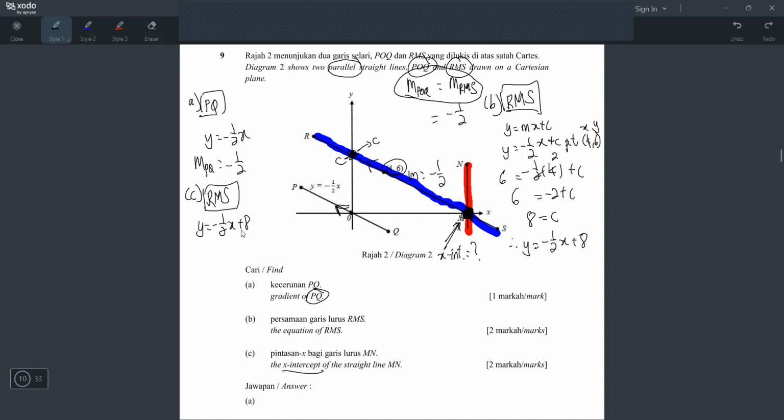Kenapa saya boleh buat macam tu? Sebab x-intercept for RMS is also the same point, is also point M. Okay, I repeat one more time. Saya nak cari x-intercept of MN, which is here. Tapi since saya tak ada equation MN, saya boleh guna RS punya equation and cari x-intercept dia. Sebab x-intercept for RS is the same as x-intercept of MN. They have the same x-intercept. That is why I can also use my RMS line.